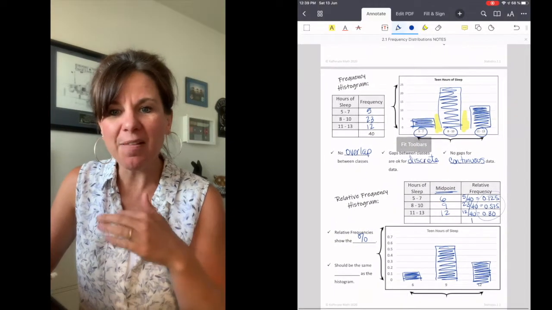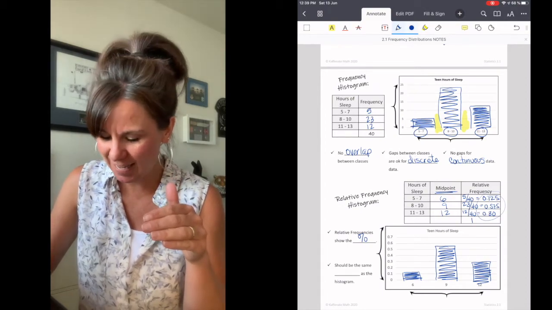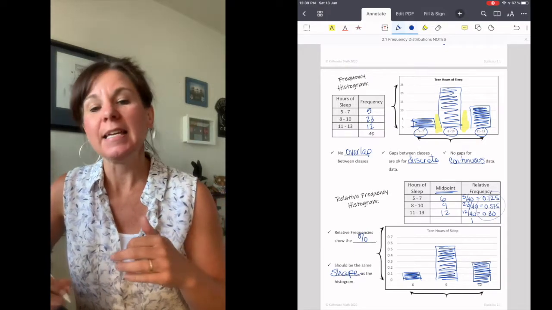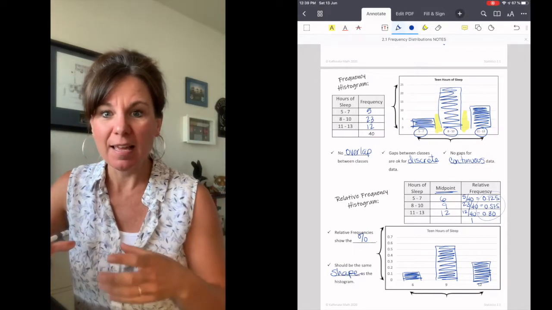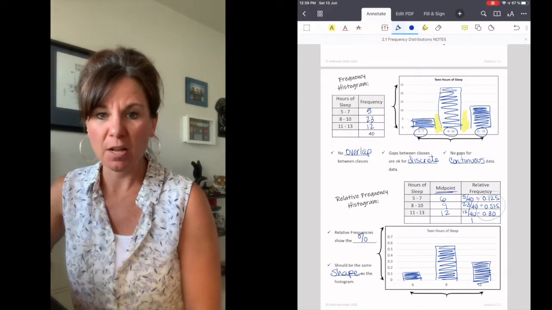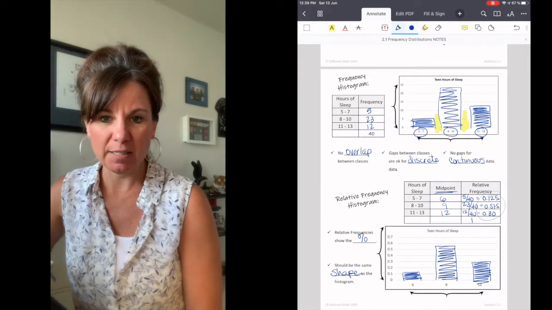Okay, now compare that to the frequency histogram above, and you should see that they have the same shape. It's the same information, same data, just coming at it from a little bit of a different perspective. So there we go. Frequency histograms and frequency distributions.